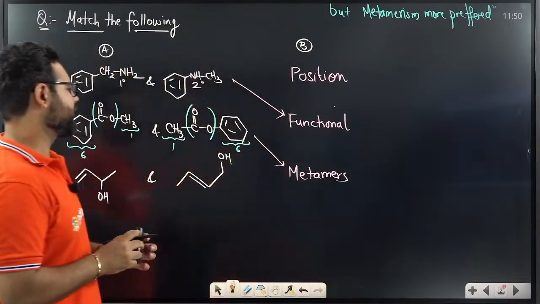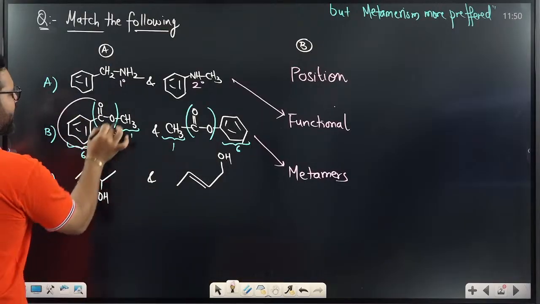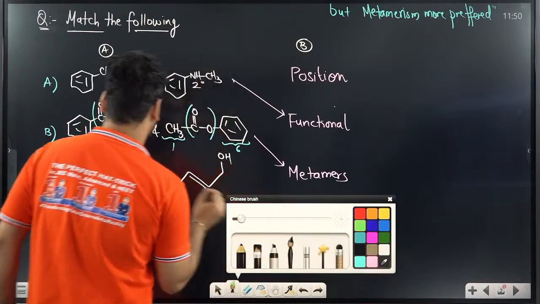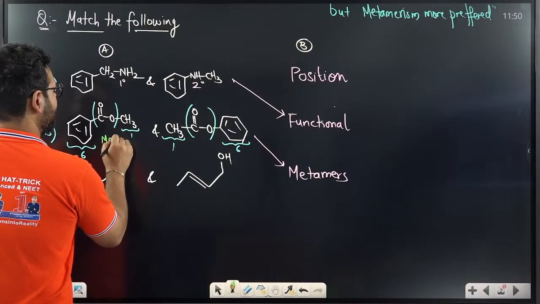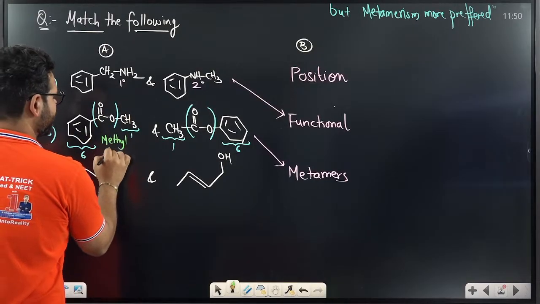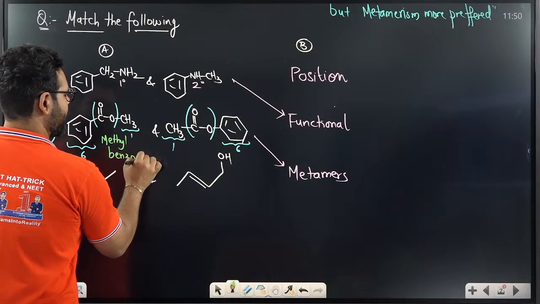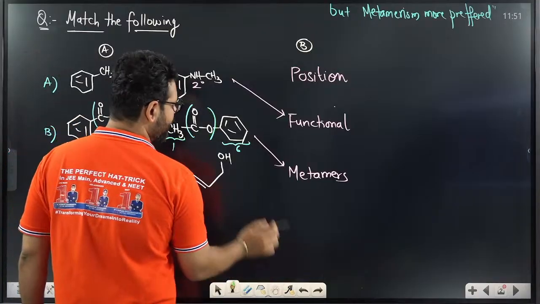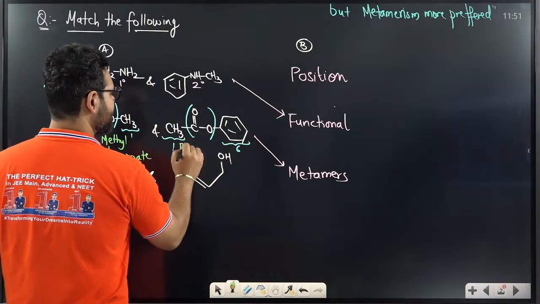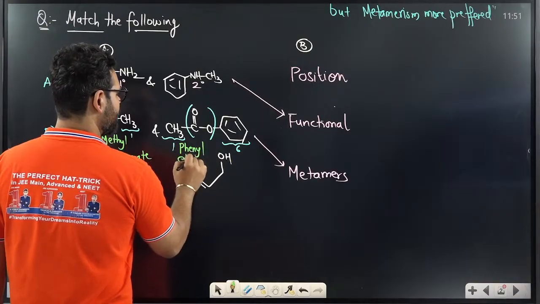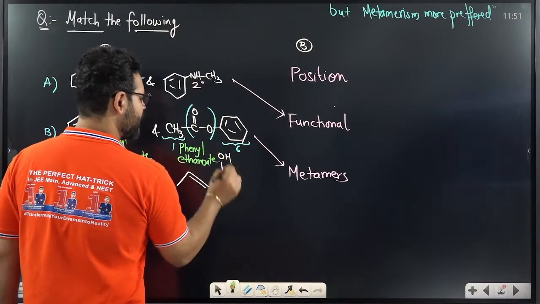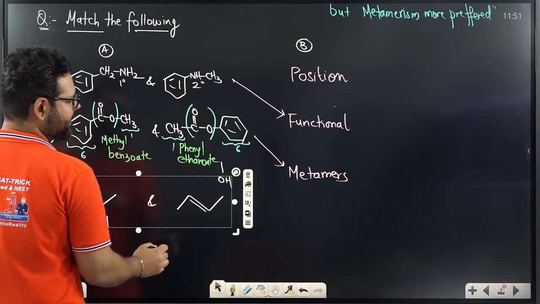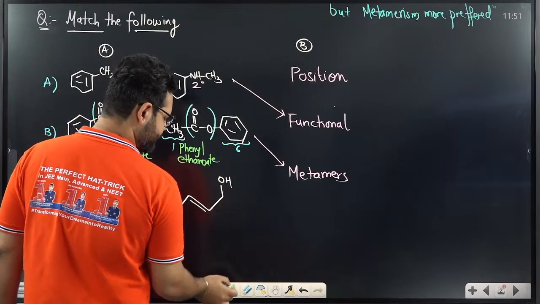Their names are also going to be different. This is methyl benzoate, methyl attached to a benzoate. Now, this is ethanoate. This is phenyl ethanoate. So yes, they are different compounds. They have the same functional group, but the alkyl chain arrangement has become different on both sides.